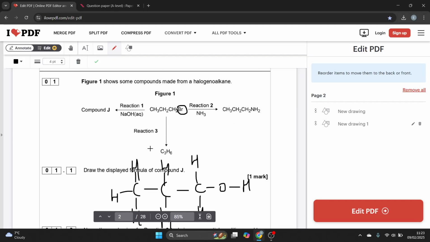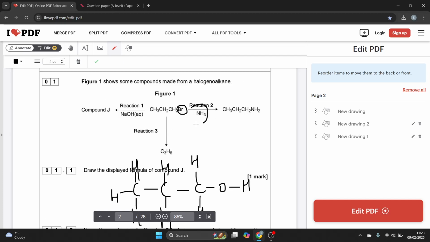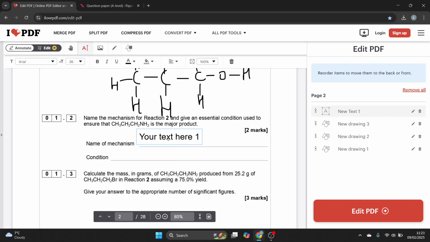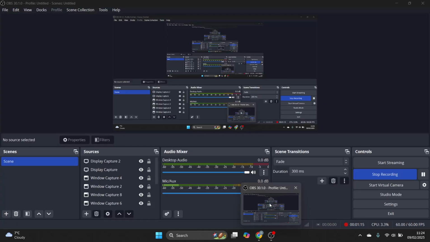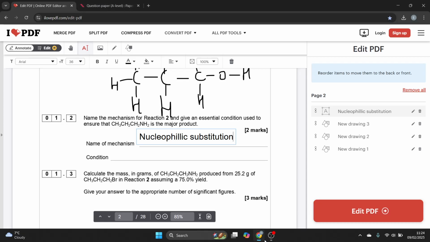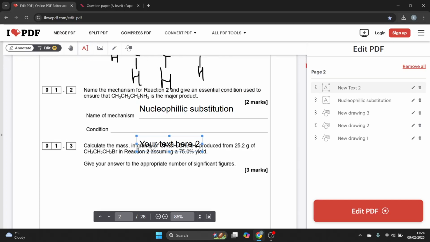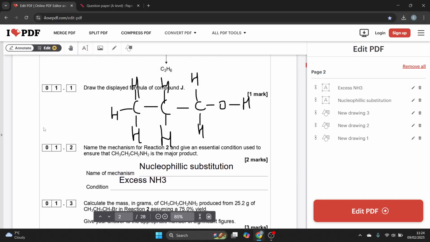Name the mechanism for reaction 2 and give a central condition. I'm reacting with ammonia and a halogenoalkane, so it is nucleophilic substitution. The condition is excess ammonia, excess NH3. And this is all year 1 content.